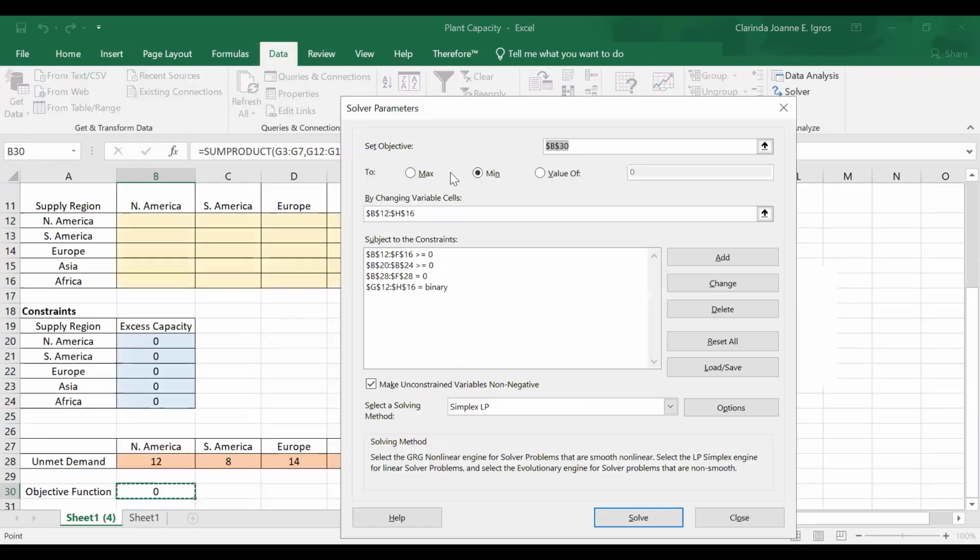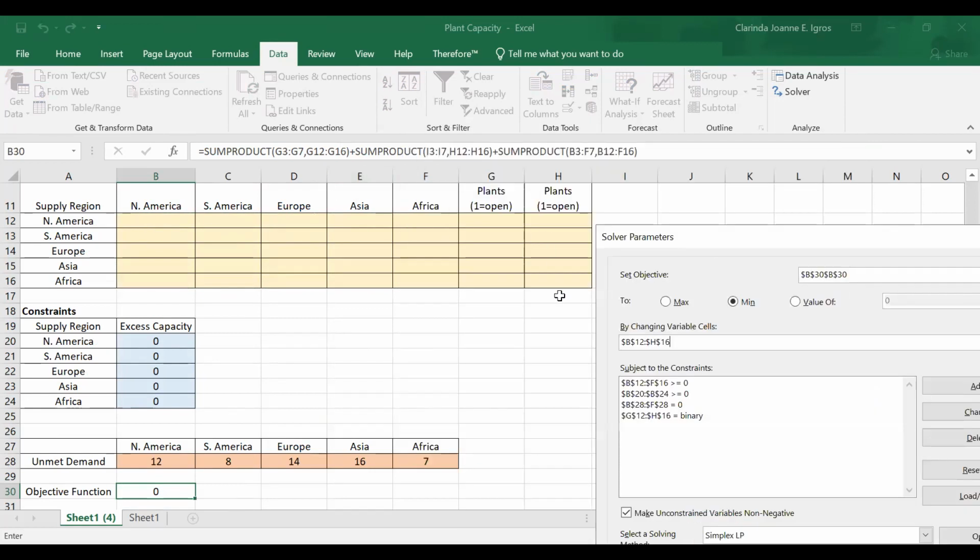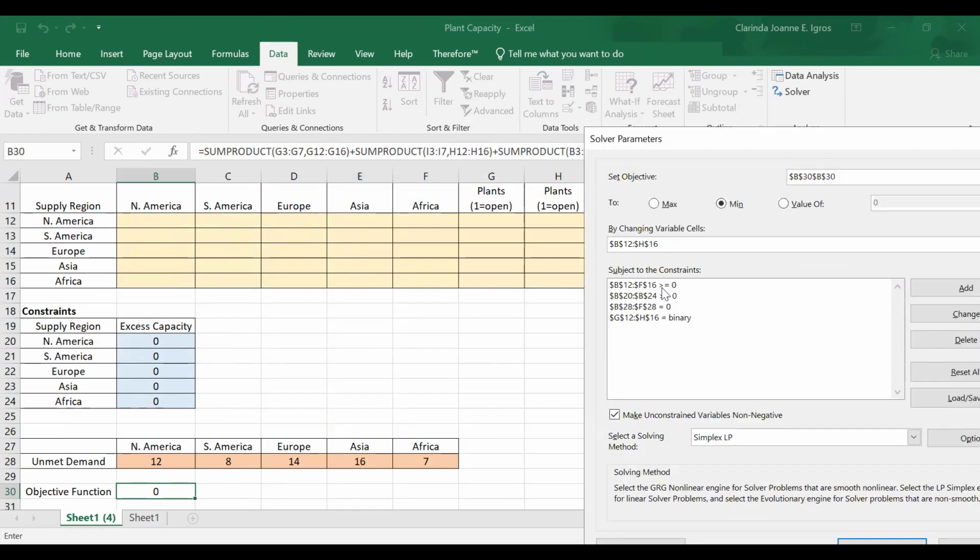To solve for this, I'll be using Excel Solver. This would be the objective function, so I'll set this cell as the objective function. Then minimum value for the changing variables, I considered the one in the yellow highlight. Then for the constraints, the first one should be the demand, which should be equal to 0.